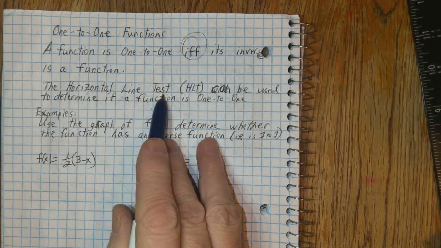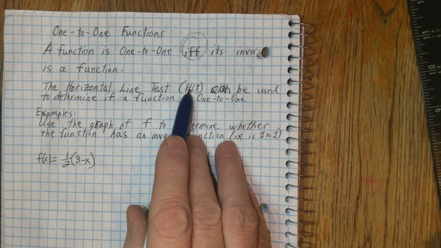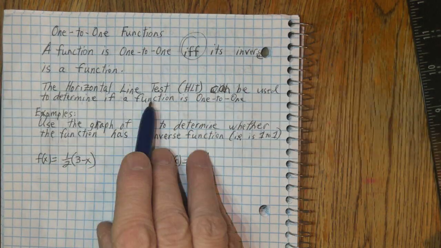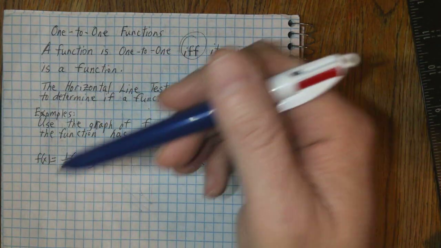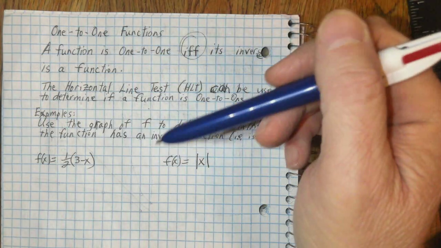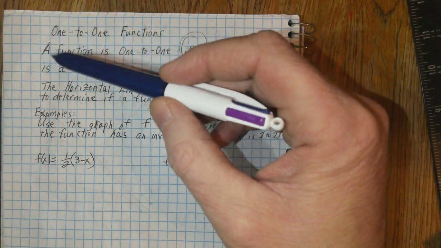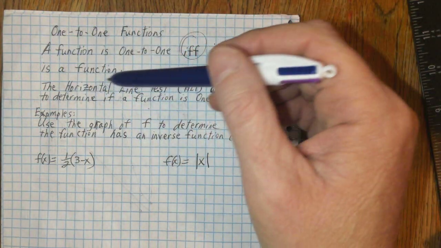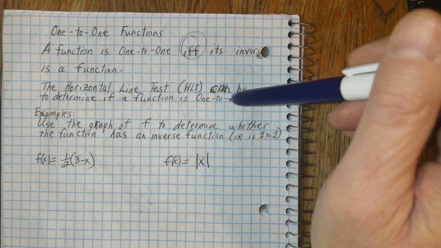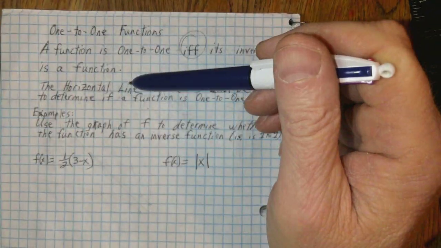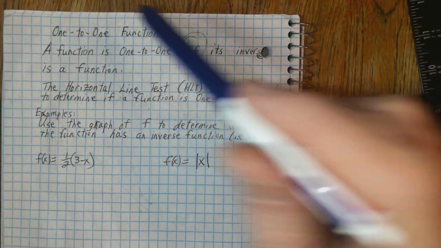The horizontal line test, I'm going to use HLT in the future probably, so I don't write that out all the time. The horizontal line test can be used to determine if a function is one-to-one. Remember the vertical line test? If any vertical line would touch a relation more than once, it's not a function. Well, the same thing here. The inverse may be a function, but if you can have a horizontal line that touches it more than once, then the inverse isn't a function, and the function would not be considered a one-to-one function.